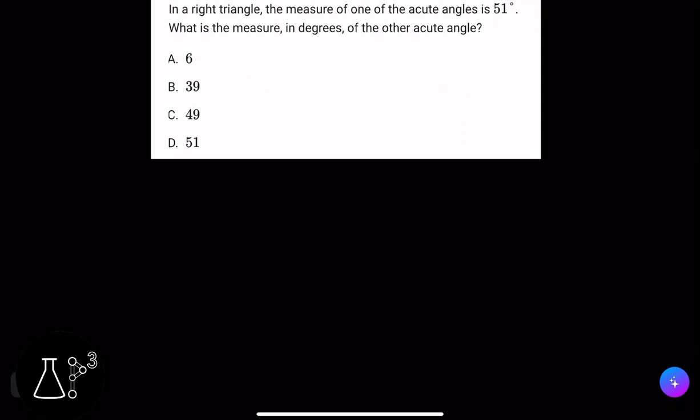In a right triangle, the measure of one of the acute angles is 51. What is the measure in degrees of the other acute angle? Now, we're given that it's a right triangle, and in a right triangle, we have a 90-degree angle, and the other two angles should add up to 90. So it could be 45 and 45, 30 and 60, 55 and 35, you name it, it adds up to 90. And we're given that one of the acute angles is 51. So one of the two angles that's not 90 is 51 degrees, and we need to find the other acute angle.